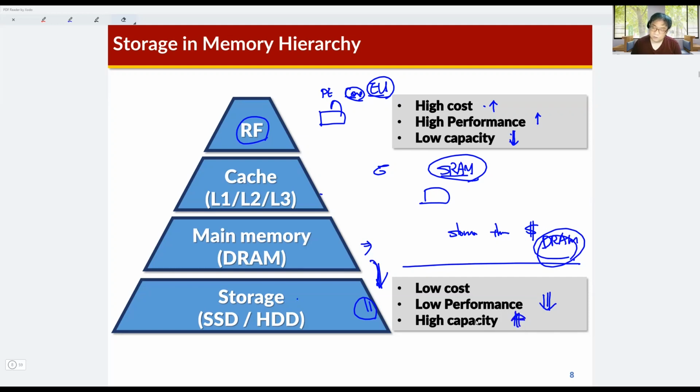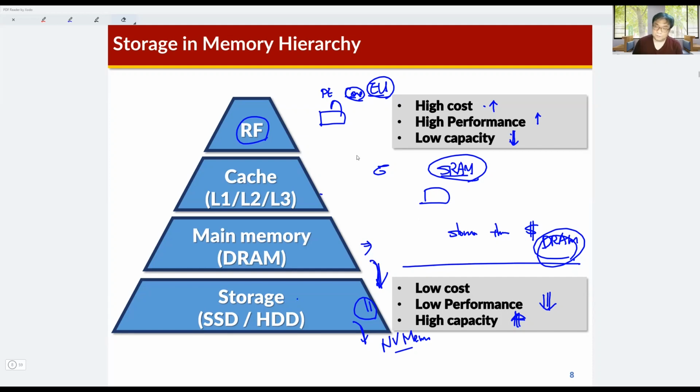And then another unique feature of this storage device is that it is non-volatile memory. So the data is not erased even if the power is off. That means that this is the persistent memory. So this is the conventional memory hierarchy in our computer systems.